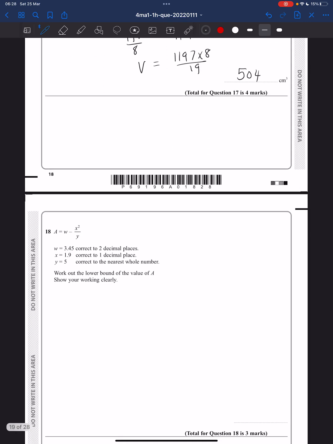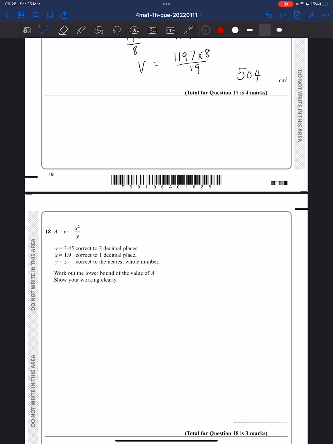Right, number 18. A is W minus X squared over Y. W is 3.45. X is 1.9. Y is 5, and they've all been rounded off. W to 2 dp, X to 1 dp, Y to the nearest number. Work out the lower bound of the value of A.